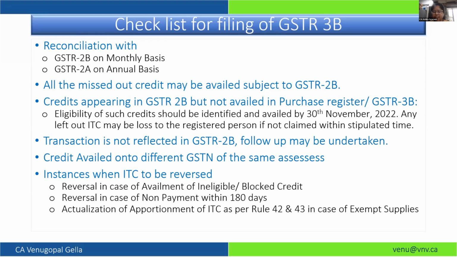So these are all the instances you have to take care of, plus reversal. In earlier discussion, we have discussed that there are cases where you have to do reversal of ITC. One of the circumstances is payment not made to the party within 180 days. Under such circumstances, make sure you reverse the ITC and re-avail when you make the payment. Then when the supplier is not filing 3B, ITC is also disallowed to the recipient. So make sure if any of these circumstances are there, you do it.